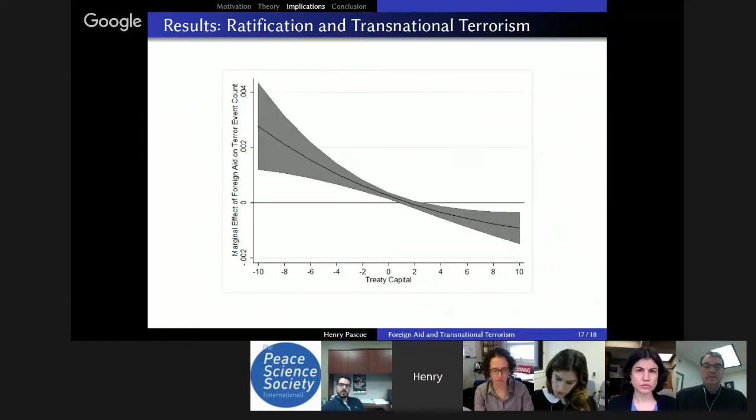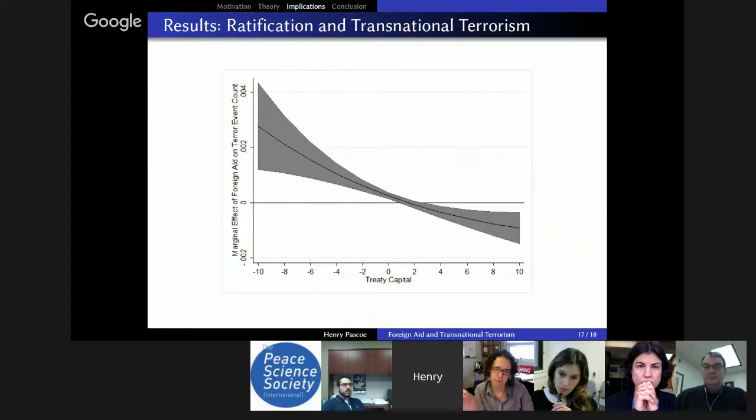So here are the results. This shows the marginal effect of foreign aid on terror event count on the vertical axis, and on the horizontal axis is treaty capital. So what we see here is that for low amounts of treaty capital, foreign aid actually is not that effective. It actually increases the number of attacks. But as states ratify, that's mitigated to the point where for states with treaty capital above 1 or 2, foreign aid actually reduces the amount of terror attacks. It's actually an effective instrument there.